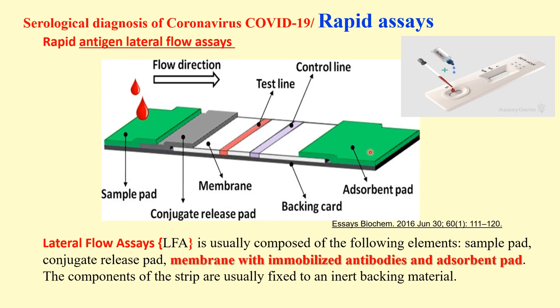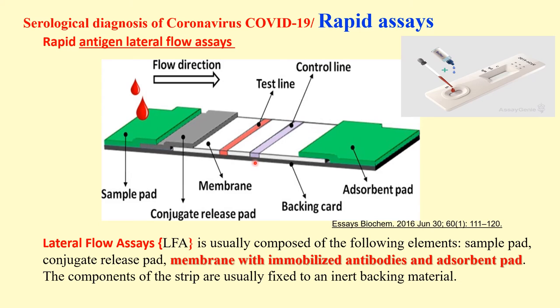How to read your results? You leave it after adding the sample. You wait for about 8 to 10 minutes, and then you look for the results. If you see a band in the control line and in the test line, it means that this patient is positive for infection with coronavirus COVID-19.